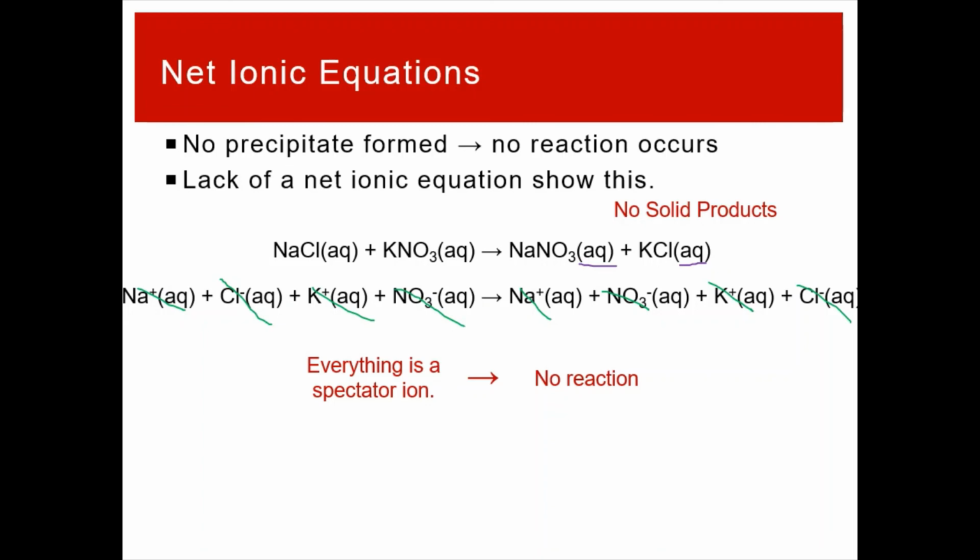So the purpose of these net ionics is really to focus in on what reaction has occurred. And in precipitation, that's formation of a solid, and that's why the net ionic equation really just features cation plus anion leads to a solid.